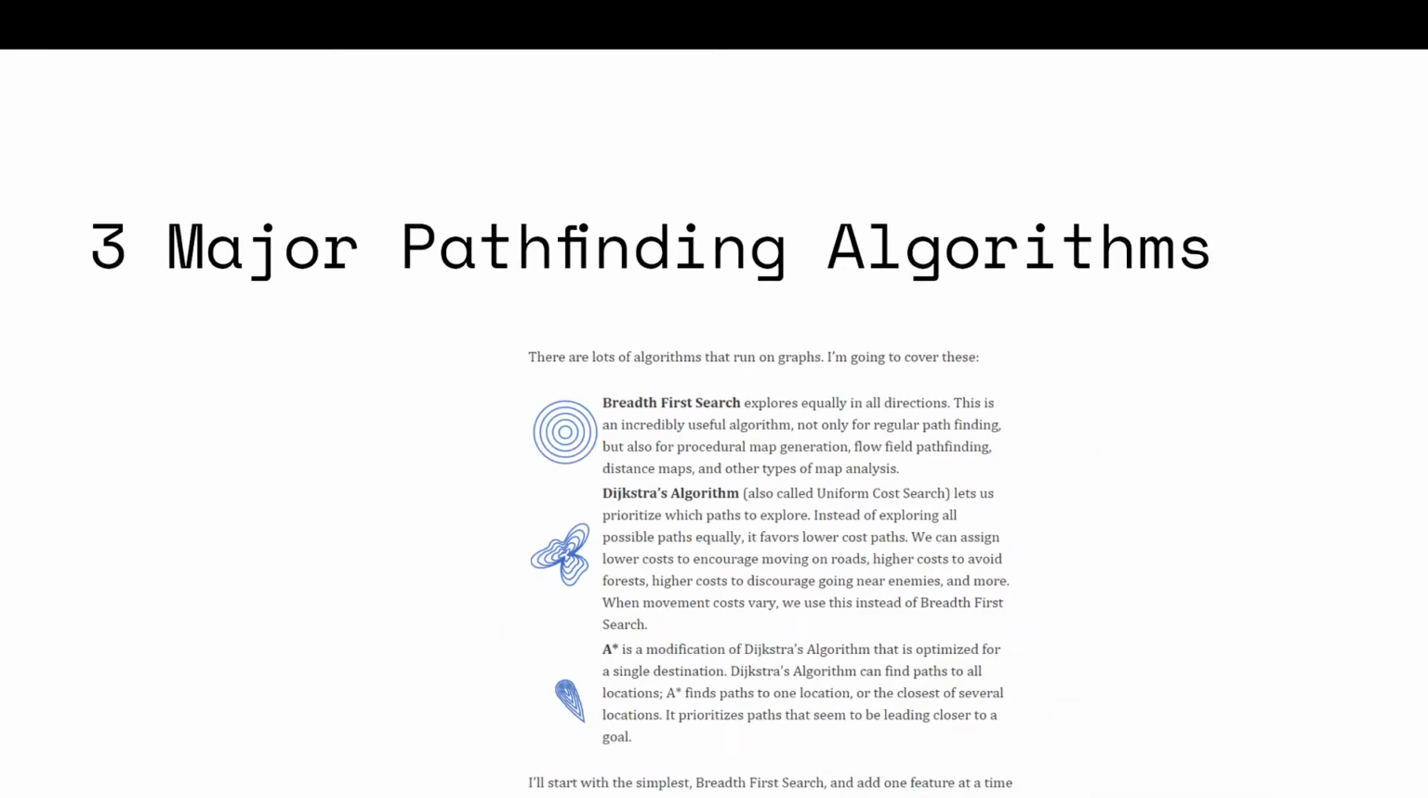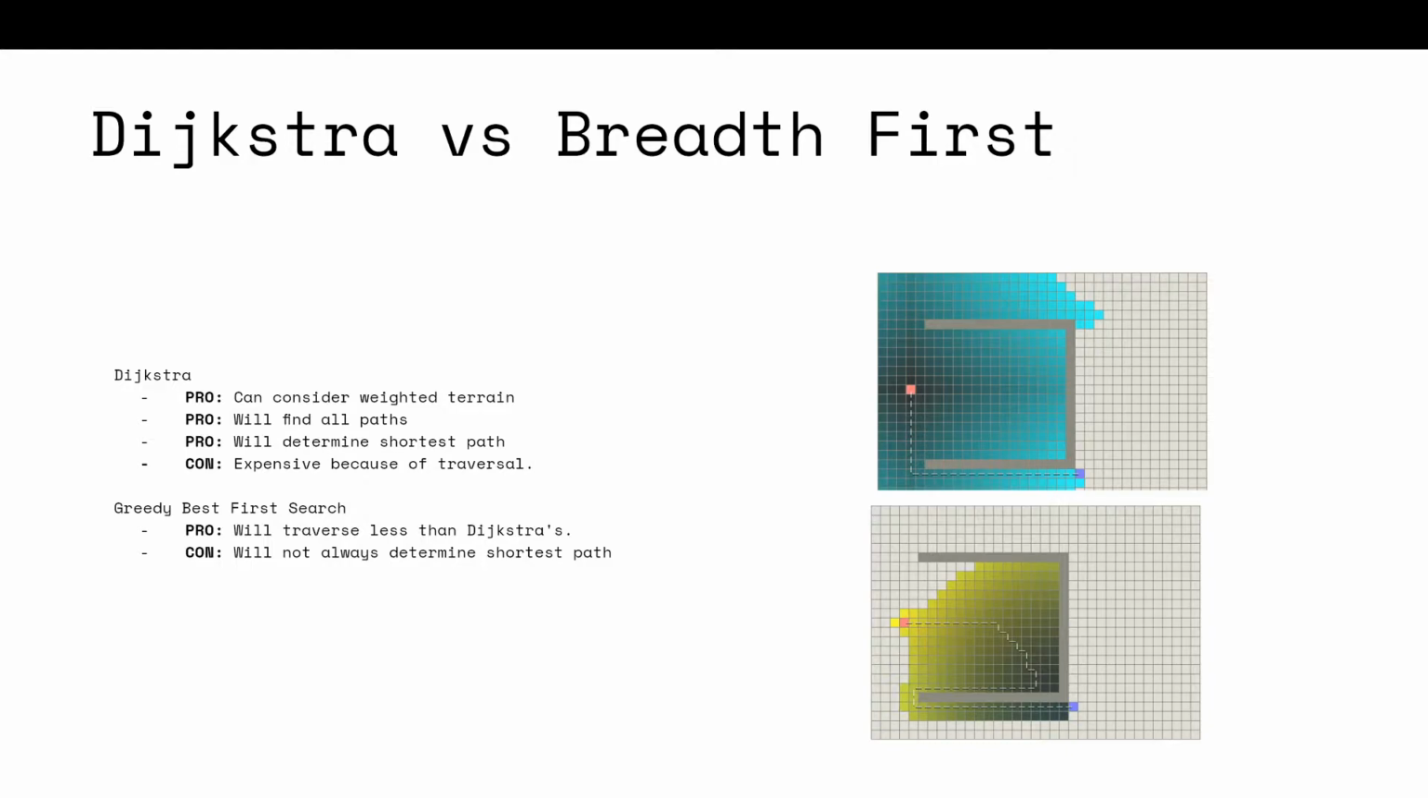There are 3 major pathfinding algorithms. There's breadth-first search, Dijkstra's algorithm, and A-star. Let's look at Dijkstra's and breadth-first search. Dijkstra's has quite a bit of pros. It can weight terrain. It will find all the paths, and it will determine the shortest path.